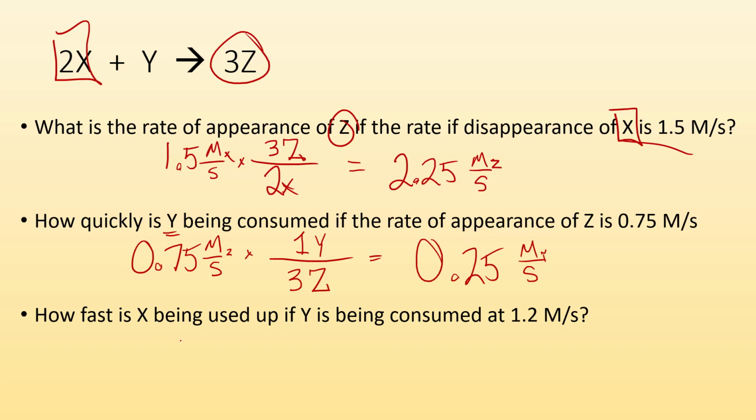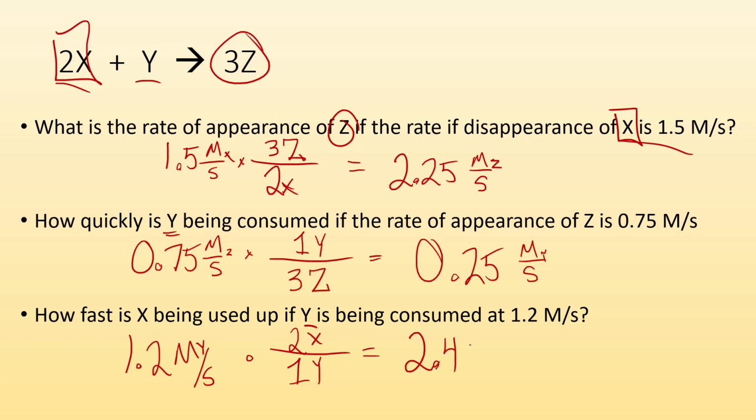Again, how fast is x being used up if y is being consumed at 1.2 molar per second? So I have 1.2 molar per second for y. And I know that between y and x, it's a 2-to-1. So for every 1y, I'm using 2 x's. So I multiply those together and I get 2.4 molar per second in terms of x. So that's how you do those things.